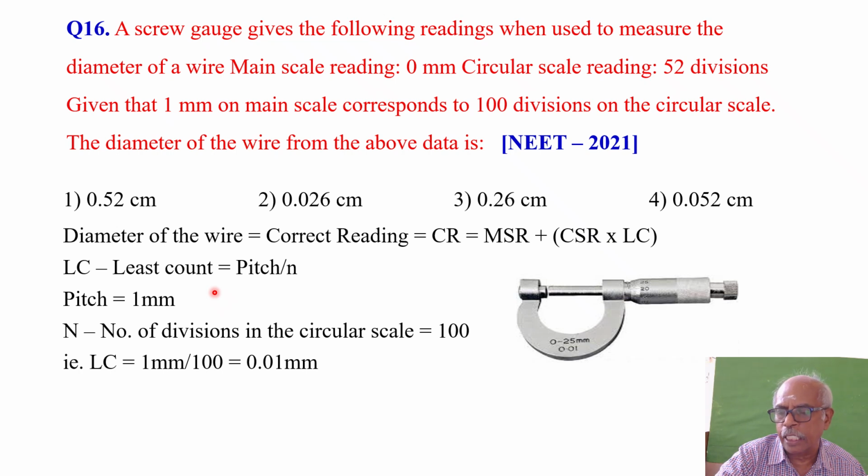So what is LC? Least count. What is the formula for least count? Pitch by N. What is pitch? 1 millimeter. What is N? N is the number of divisions in the circular scale or gauge scale. So pitch is equal to 1 millimeter divided by 100. That is equal to 0.01 millimeter, the least count of this screw gauge. Pitch is 1 millimeter because it has been given that 1 mm on main scale corresponds to 100 divisions.